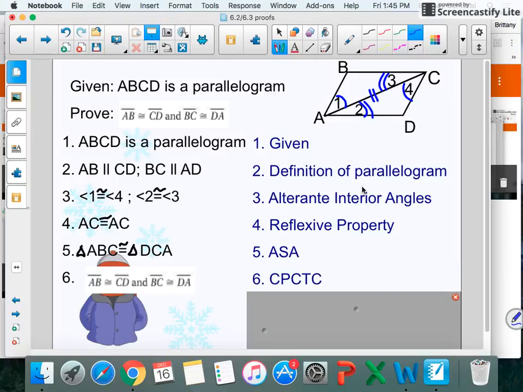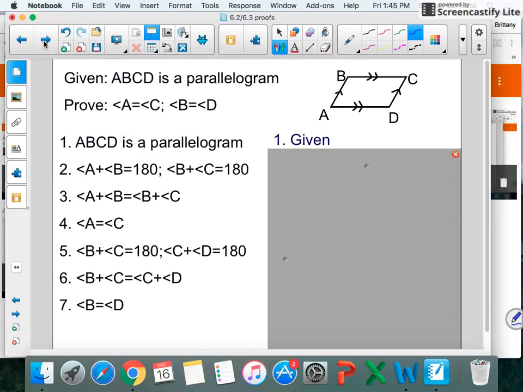And once we have triangles are congruent, we can say that their corresponding parts are congruent, and that is by CPCTC. So we used what we knew about a parallelogram to show that the triangles were congruent, so we could say that their sides were congruent. And most likely that's the route you're going to take with these. This next one is a little bit different.